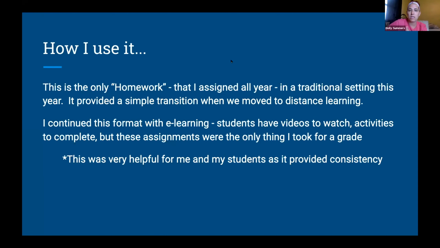So when we moved to distance learning, I continued that, and that was really helpful to my students because they knew that was what they were going to have each week. They were used to the format. They had all signed in, all of that kind of stuff.